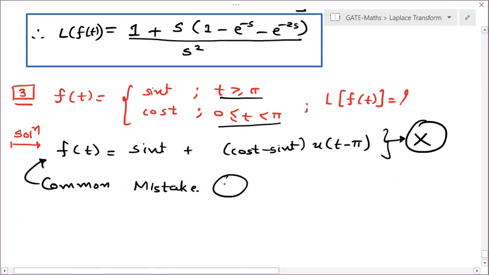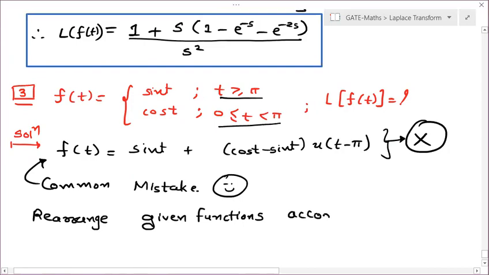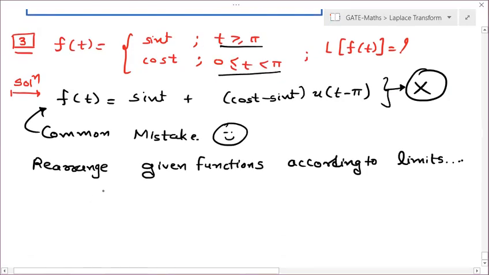Okay. So first, rearrange the given functions according to limits. And how should your limits be? Limits should be in ascending order. It should start from 0, a1, a2 up to an. It should be in ascending order.